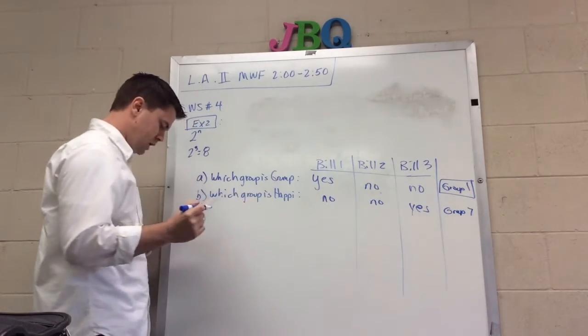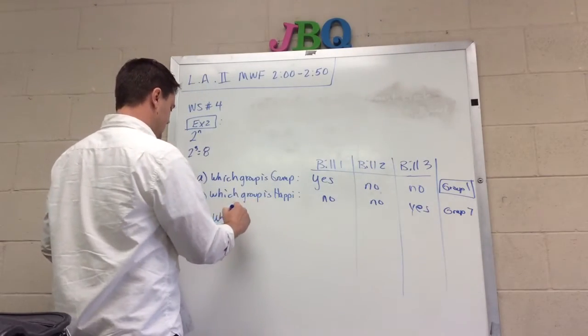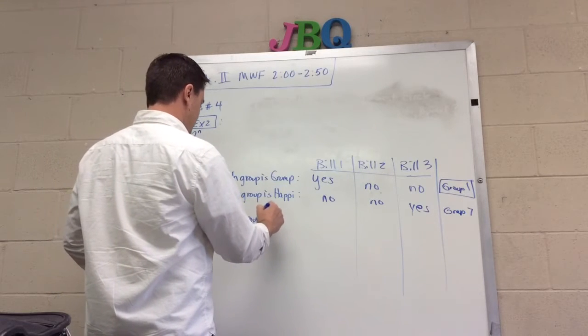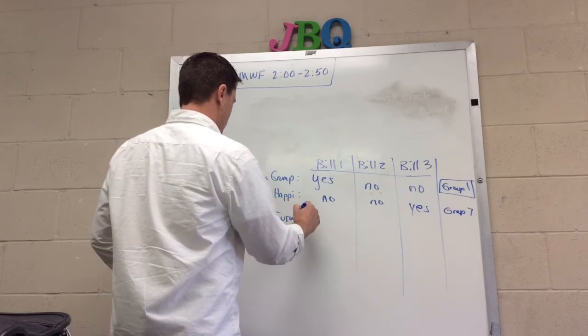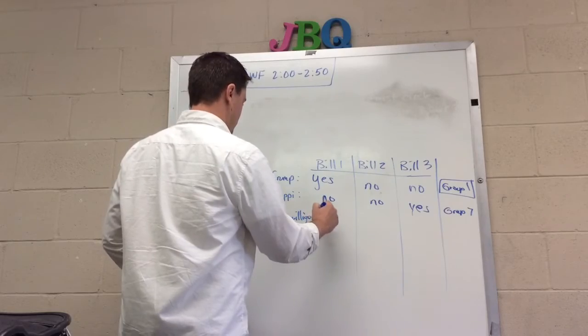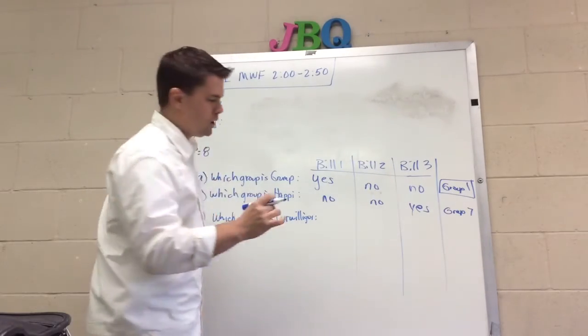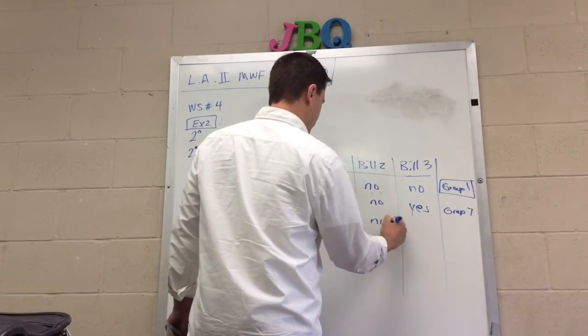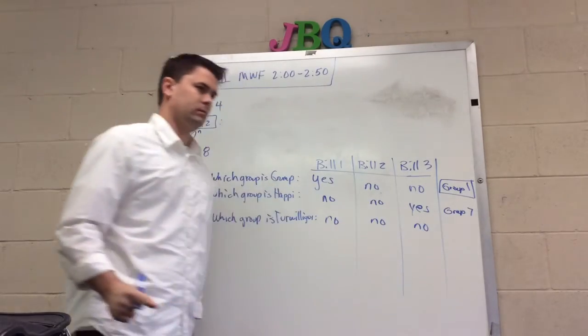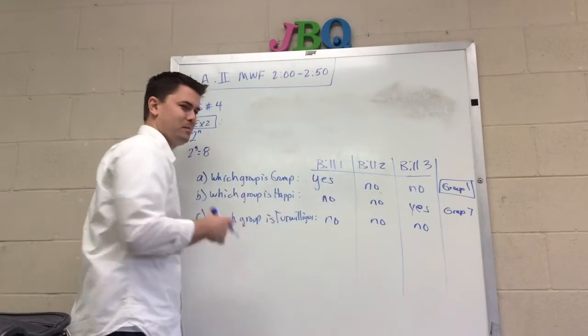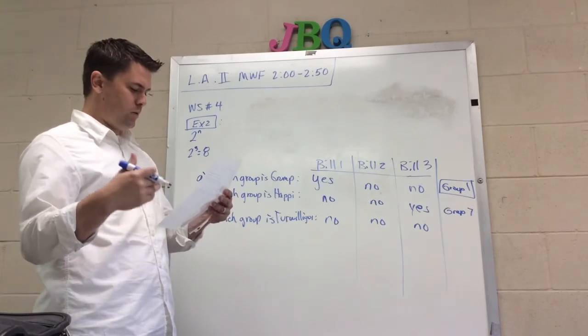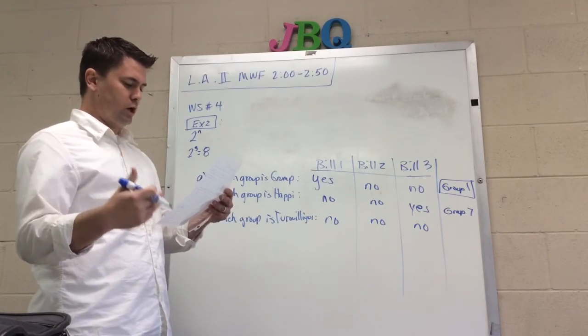Okay, example C. Which group is Terwilliger? Terwilliger was a no, no, no. To me, he seems like the grunt, but anyway. Okay, now where would Terwilliger be?